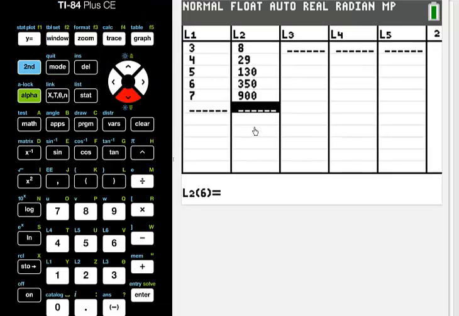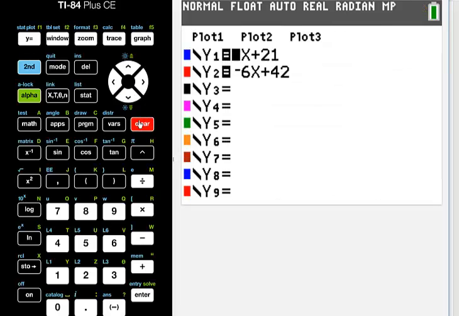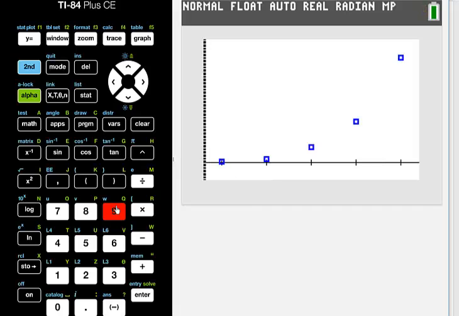And then I need to go to the y equals area, clear out anything that's in there, then turn on the plot by going up to it and hitting enter, and then finally zoom, and 9 takes me to that perfect window where I can see my data. And you can see from the picture here, this is very much that exponential pattern. It's remarkably similar to that exponential shape that we've been looking at. So we should use an exponential function.